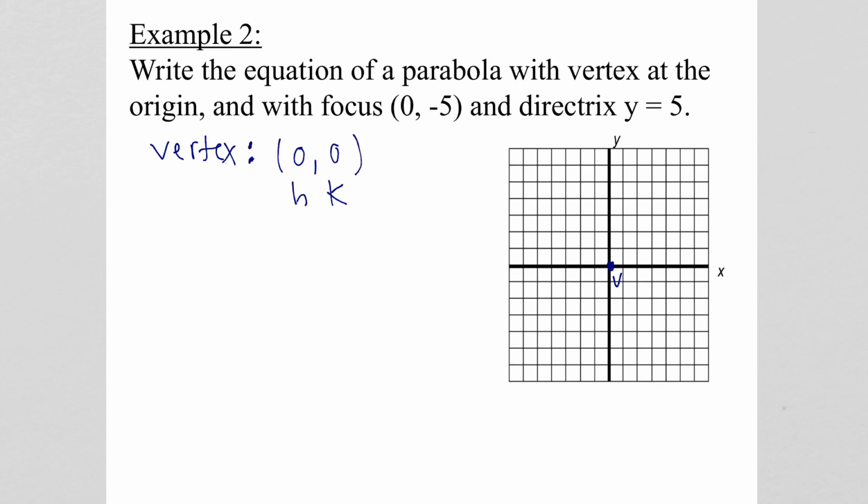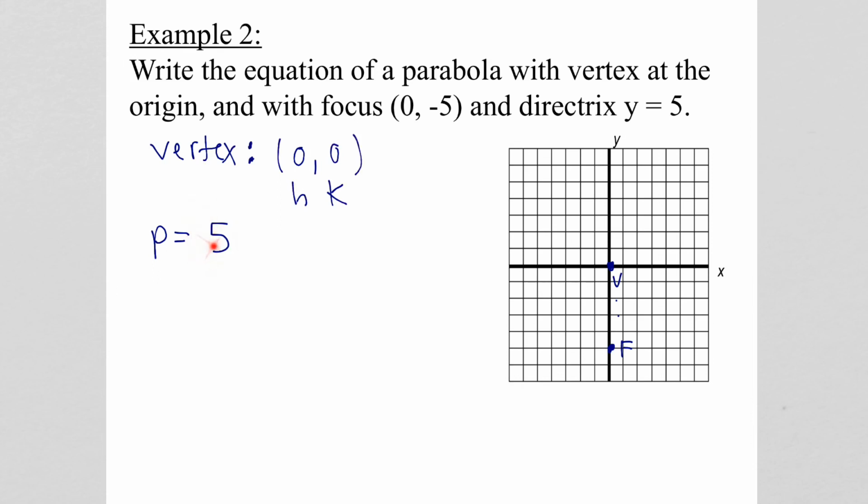So I'll plot the focus, which is at 0, negative 5. 1, 2, 3, 4, 1, 2, 3, 4, 5. And that is the focus point. And I'll explain why, but I don't need to graph the directrix yet because I can actually state what the p-value is here. Remember, p is the distance from the vertex to the focus or the vertex to the directrix. So if I want to count from the vertex to the focus, that's 1, 2, 3, 4, 5 units. So p is equal to 5.